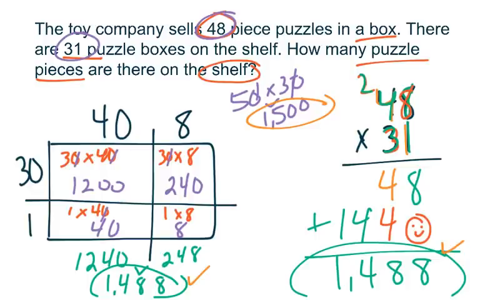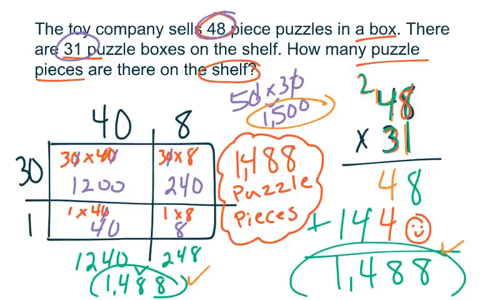So my question is asking me how many puzzle pieces are there on the shelf. There are 1,488 puzzle pieces. So again, our final product is 1,488 puzzle pieces.